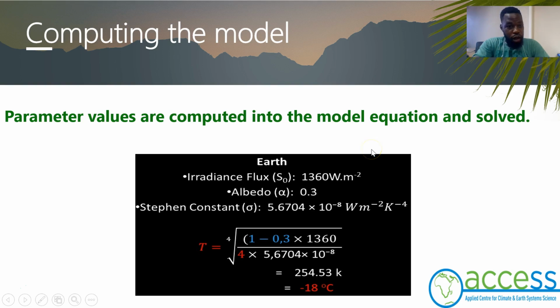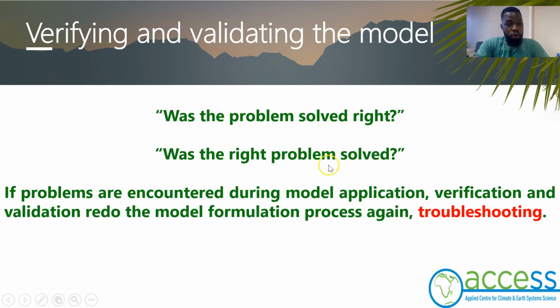And after computing this model, we will go on to verify and validate it, asking ourselves, was the problem solved right, and was the right problem solved? If problems are encountered during the model application, the verification and the validation period, we have to redo the steps. We go back to parameterization, data collection. This is the process of troubleshooting, so that we really get to understand where we went wrong and rectify it, and then rerun the model again.